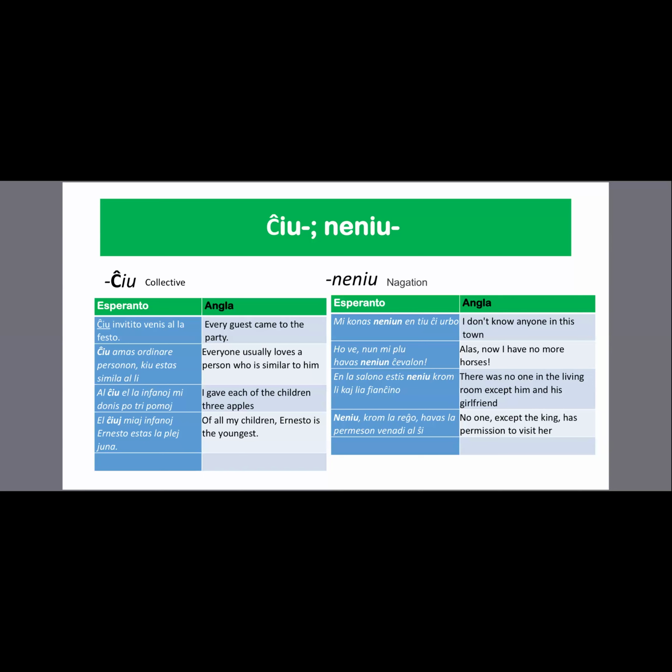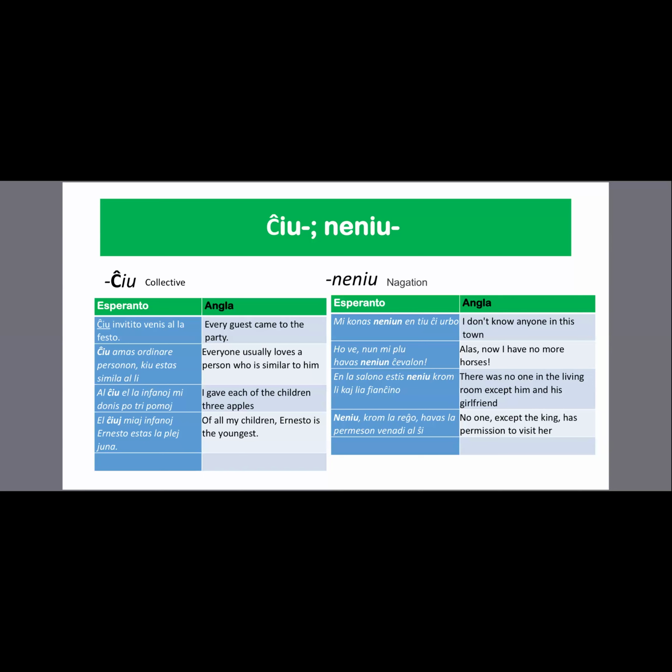"Al ĉiu el la infanoj mi donis tri pomojn." I gave each of the children 3 apples. Each. Al ĉiu. "El ĉiuj miaj infanoj, Ernesto estas la plej juna." Of all my children, Ernesto is the youngest. El ĉiuj.